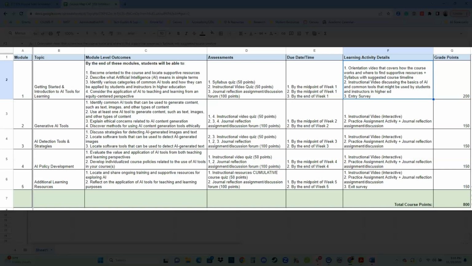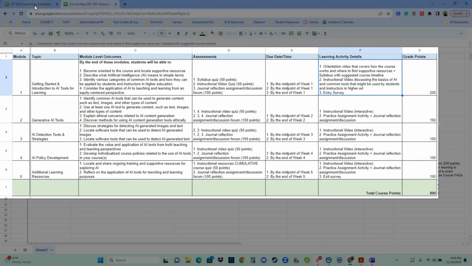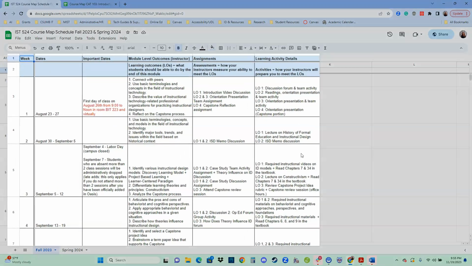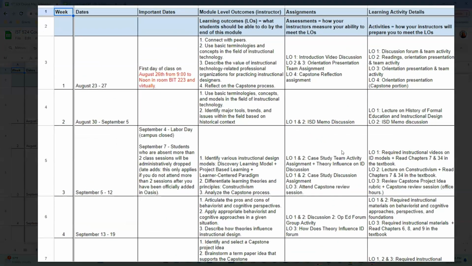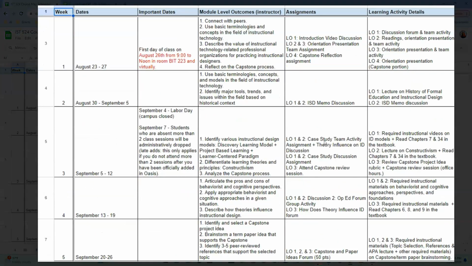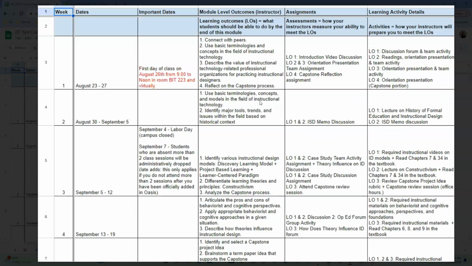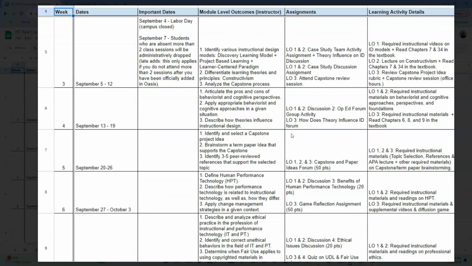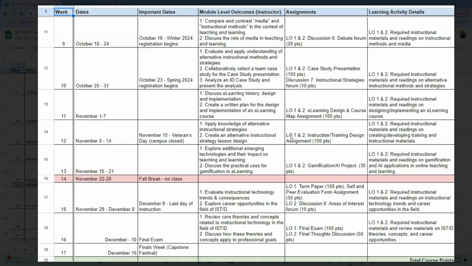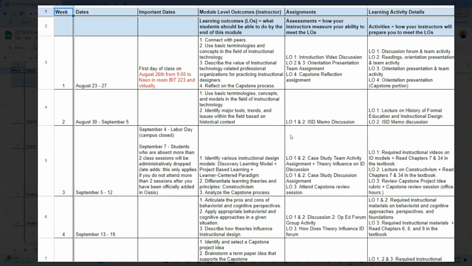So let's go back. Actually, before we do that, I want to show you one other course map. This one is an instructional technology course that I'm teaching, and it's structured a little bit differently, and it's more in depth because it's a much longer course than the AI course. So I have things like important dates on here as well. Again, this is really to help students so that they engage with this resource.